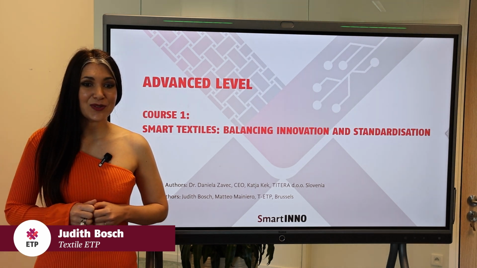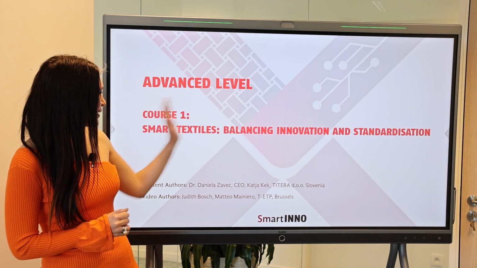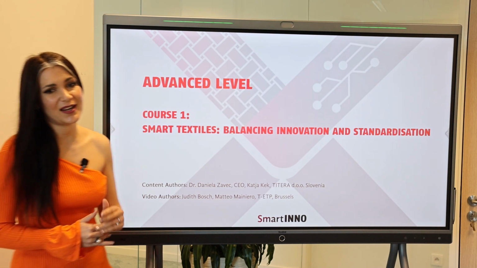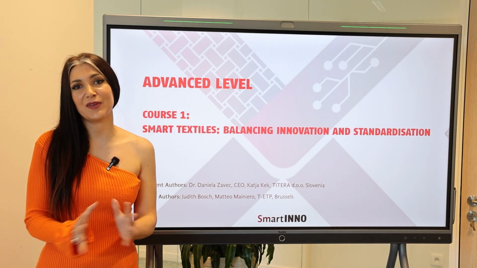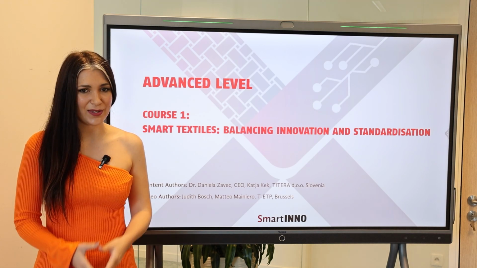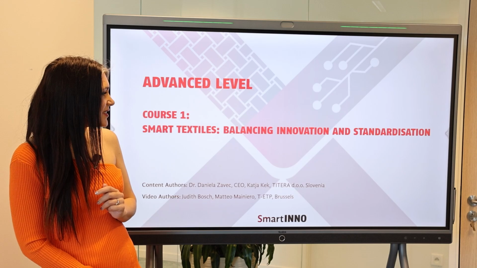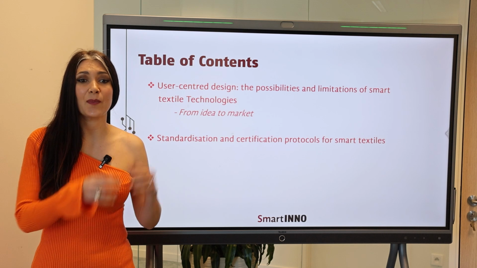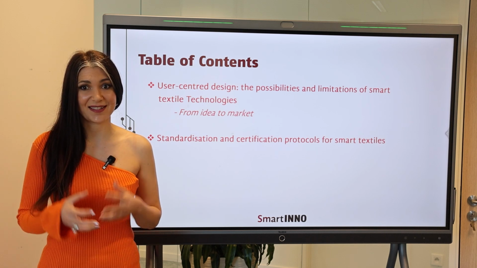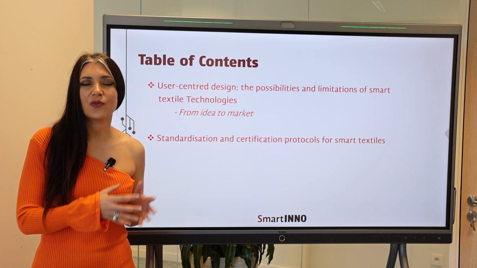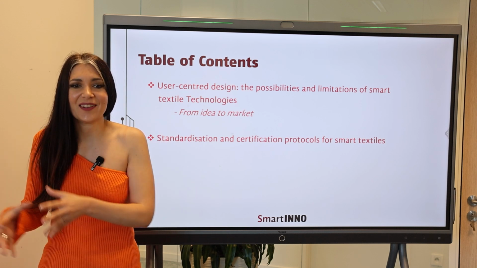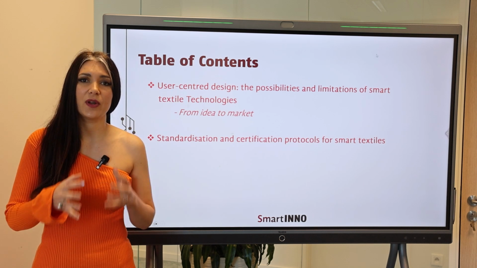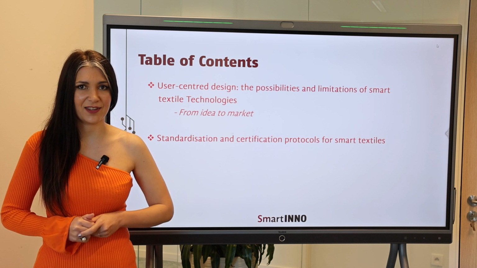So moving now to the next slide, we are starting, as I mentioned, course 1 of the advanced level: Smart Textiles, Balancing Innovation and Standardization. And now I'm going to briefly mention what we are going to see in this video course. So let's go to the table of contents. Today the course will cover 3 main topics: user-centered designs, possibilities and limitations of smart textiles nowadays, and of course, how to move from the idea to the market, and we'll touch on the big topic of standardization and certification, where today there are huge challenges.